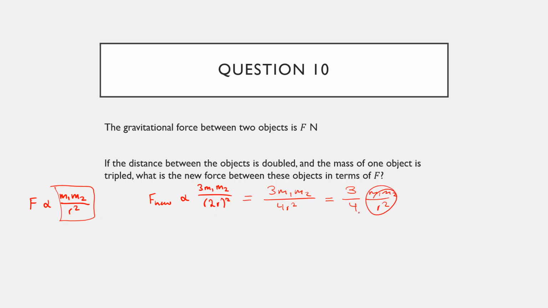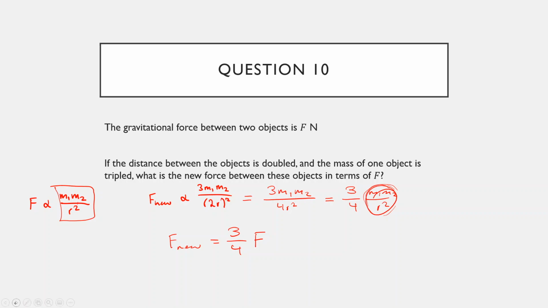What this is actually telling us is the new force is 3/4 the strength of the old force, because this quantity here is basically the old force. That's what we started with before we modified our numbers. So the new force is equal to 3/4 of the old force, that's what that fraction implies. So 3/4 times F.